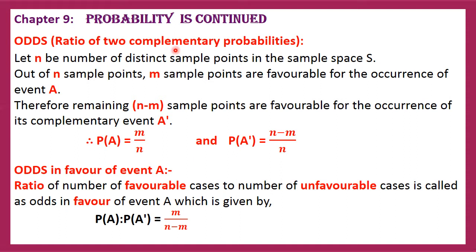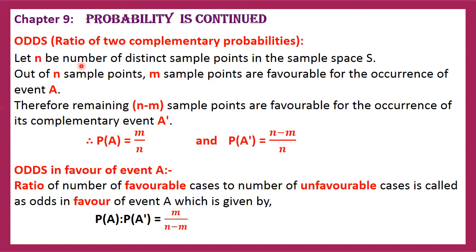What are complementary events? If A is an event which represents the occurrence of A, then A complement represents the non-occurrence of A. Non-occurrence of A means A does not occur. And let us see it.